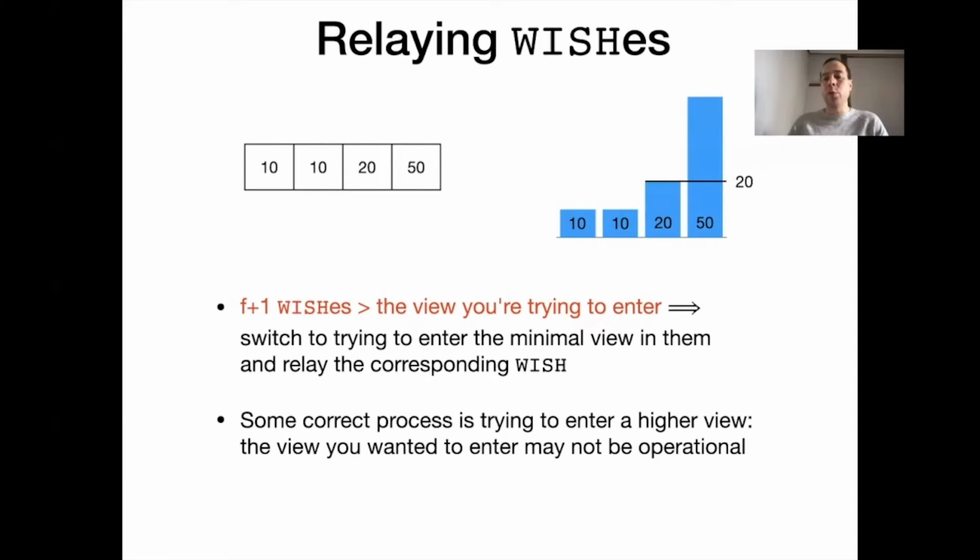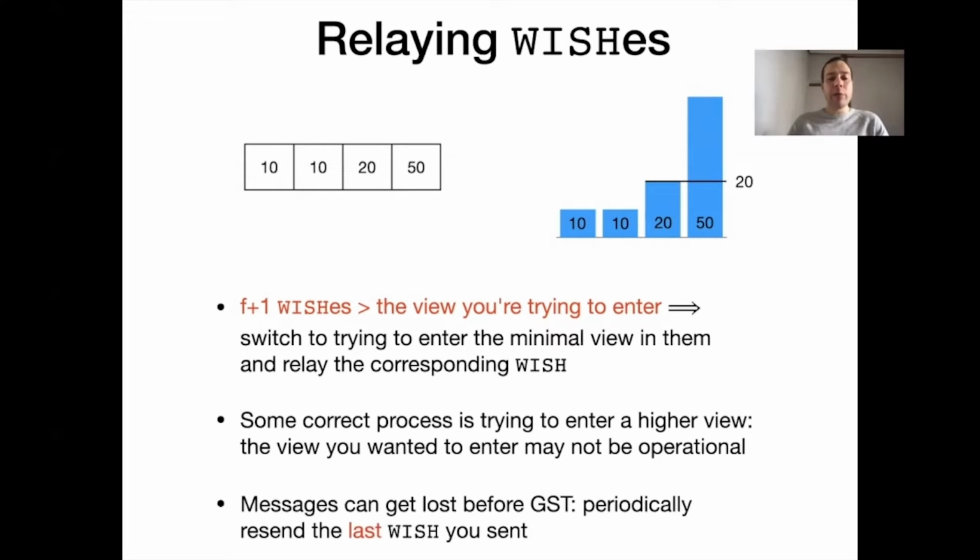So that's F plus 1. And that means it doesn't make sense to enter view 10. You should enter at least view 20, because at least one other correct process is already trying to enter this view. And finally, there is one last wrinkle.